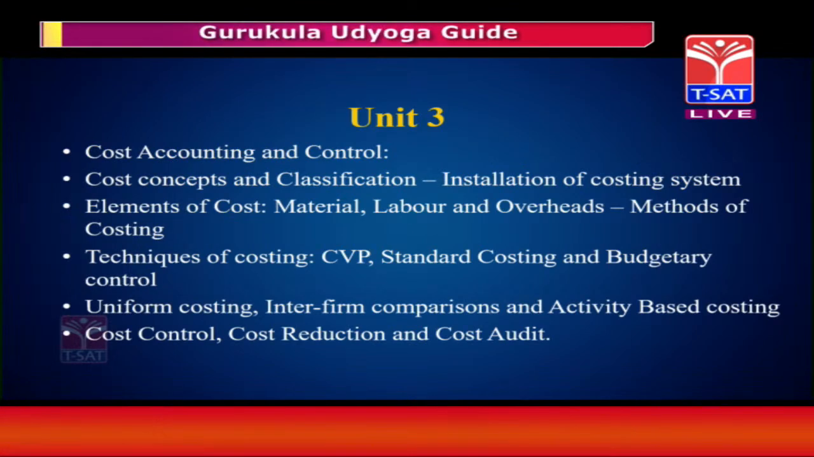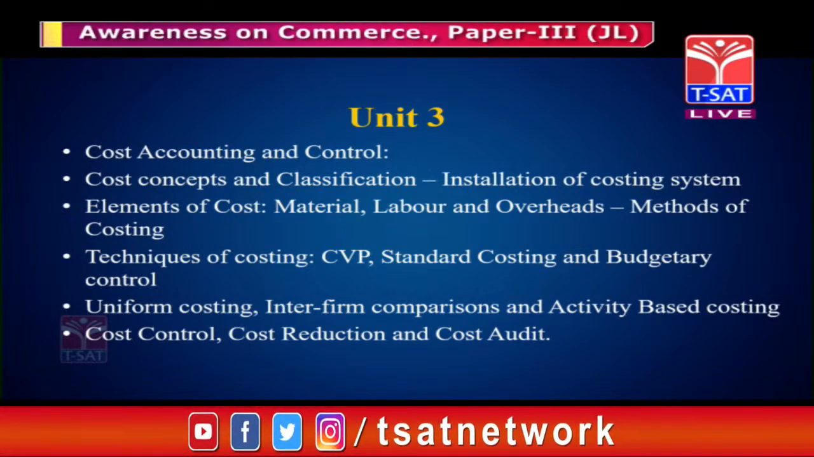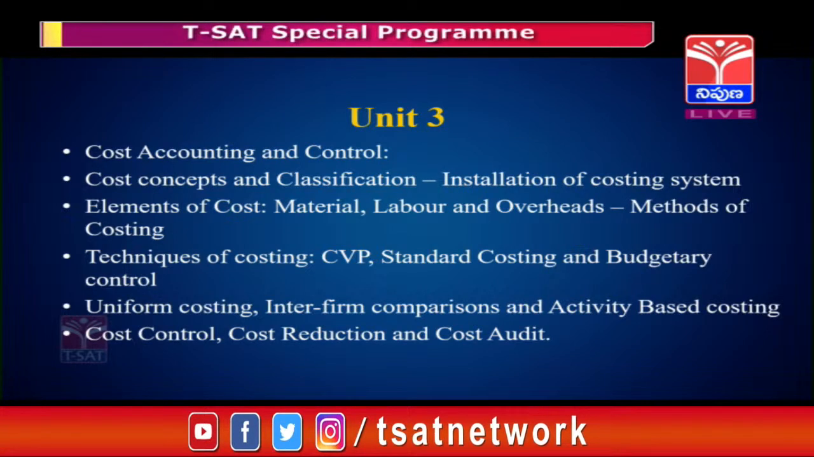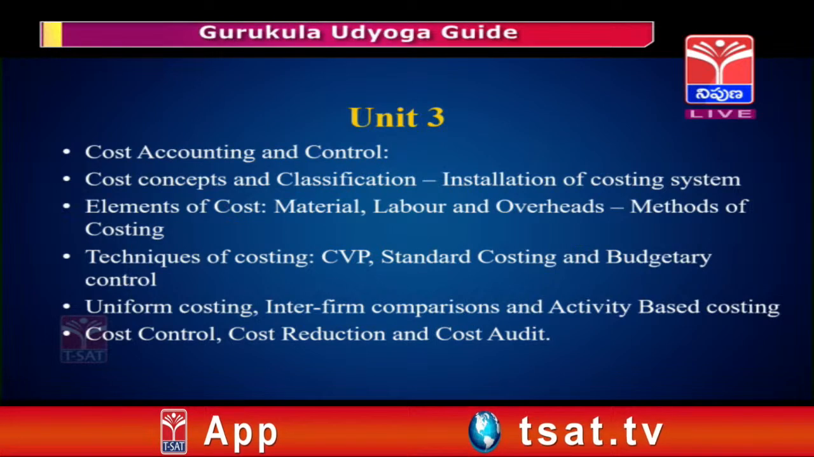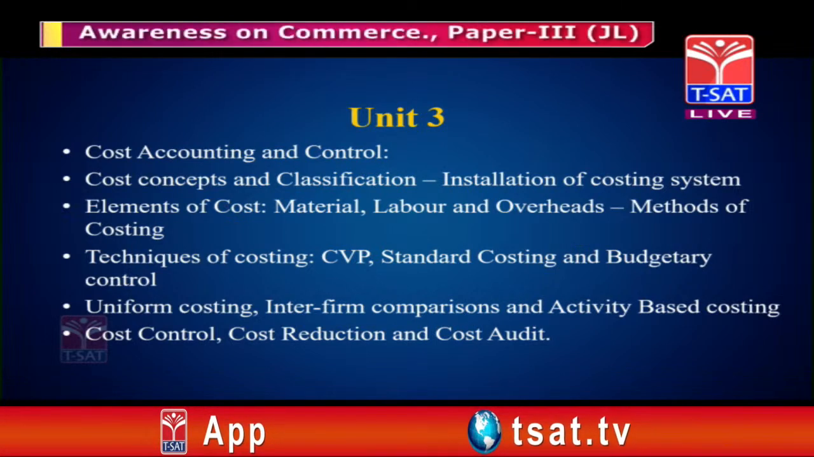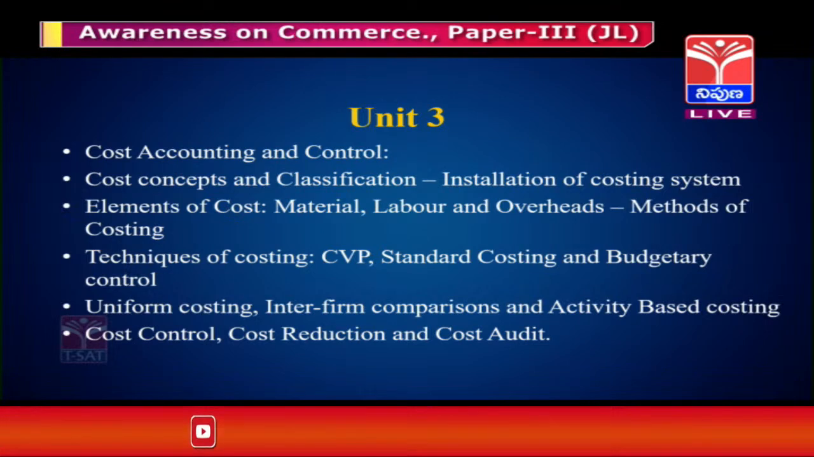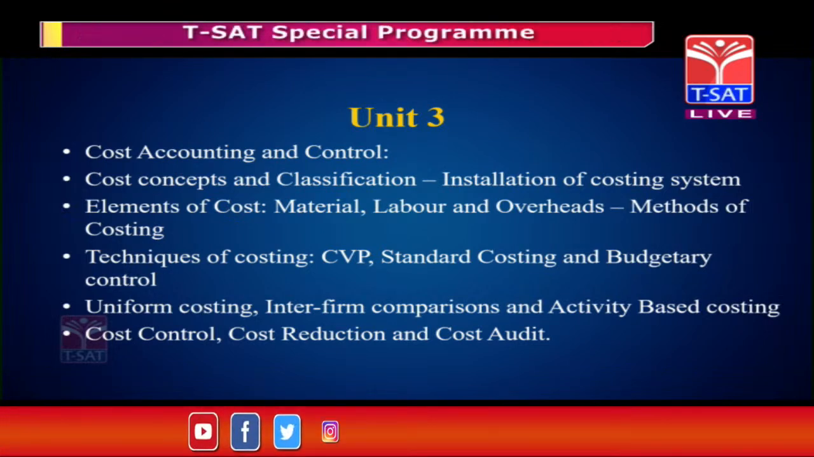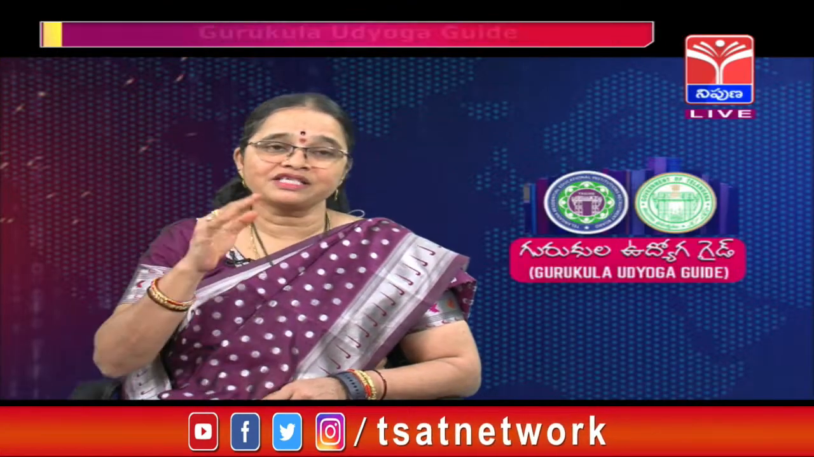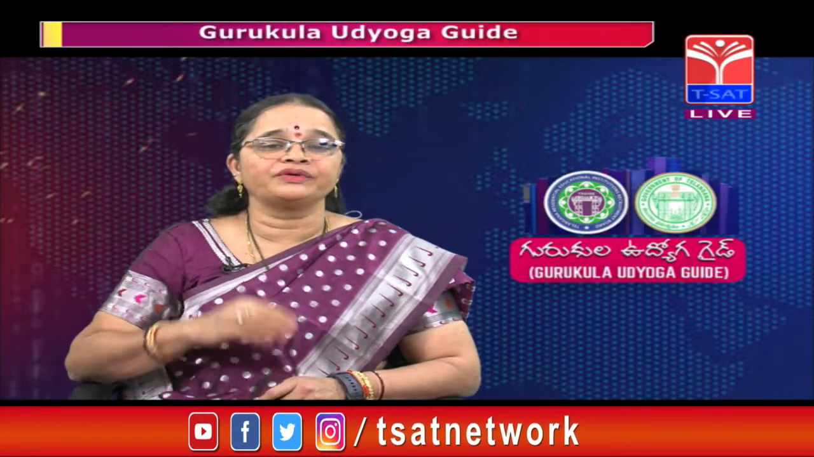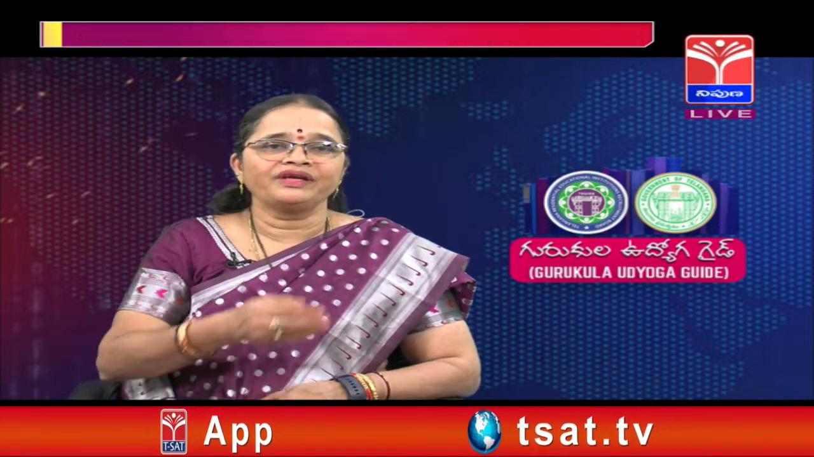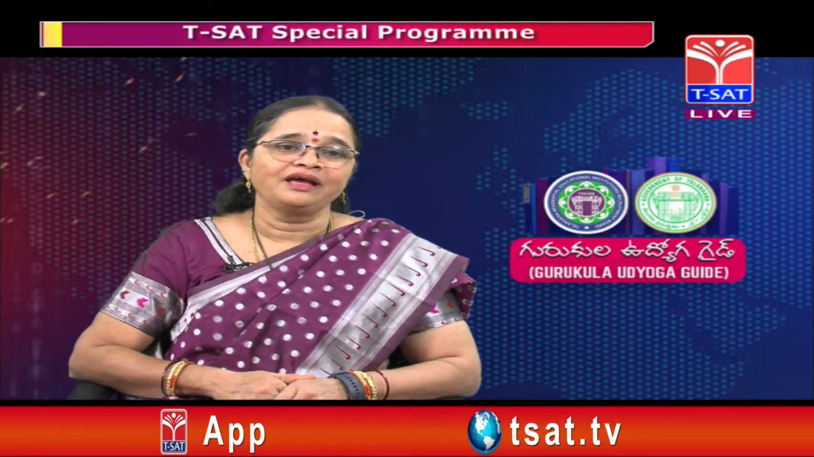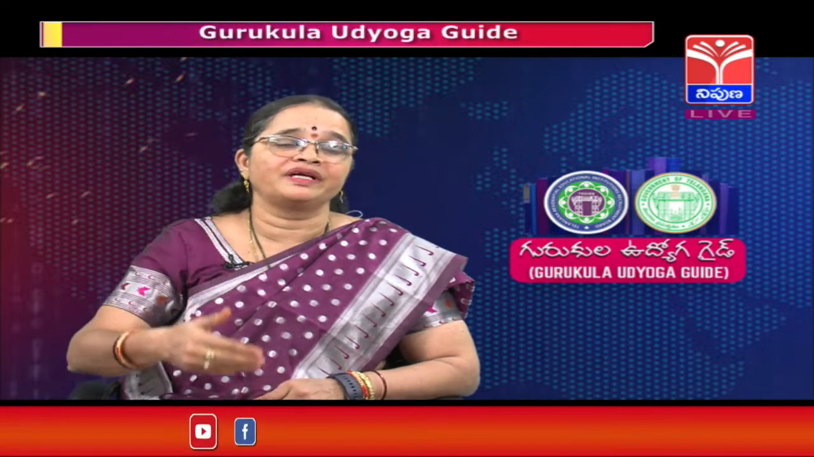Let's go to unit 3. So what exactly is there in unit 3? In unit 3 we are talking about cost accounting and control, cost concepts and classification, installation of costing system, elements of cost, material, labor, overheads, and the techniques involved in costing. There would be a little bit of overlapping between management accounting and cost accounting. Because management accounting was given as a previous unit, we had to do a little bit of overlapping, because basically, as we say, economics is the mother of commerce and commerce is the mother of management.